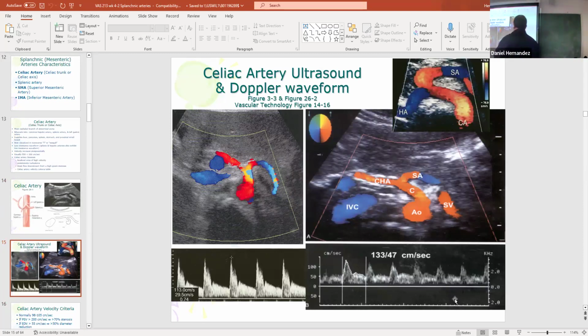So in lab, we're going to practice getting this image, trying to Doppler the celiac artery, the splenic artery, and our common hepatic artery, obtaining our peak systolic and end-diastolic velocity. With these vessels, since they're going to our mesentery and to organs, we need to obtain both peak systolic and end-diastolic velocities.